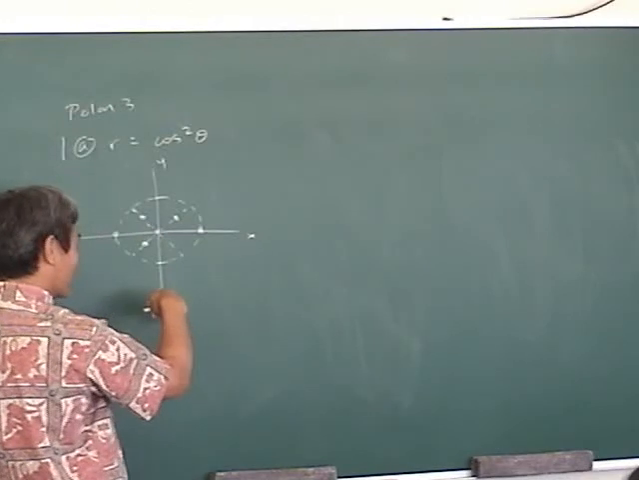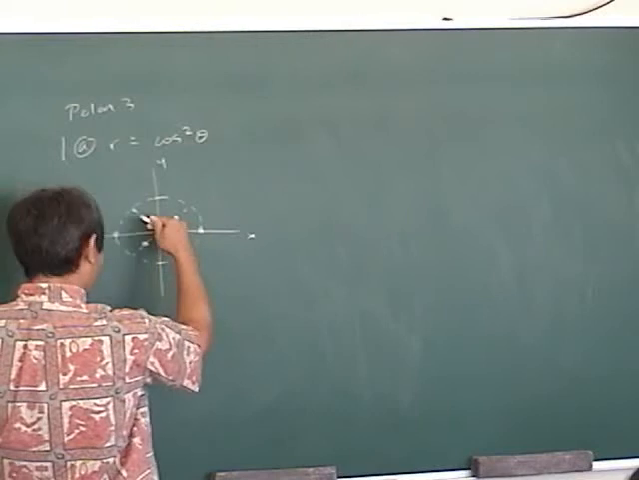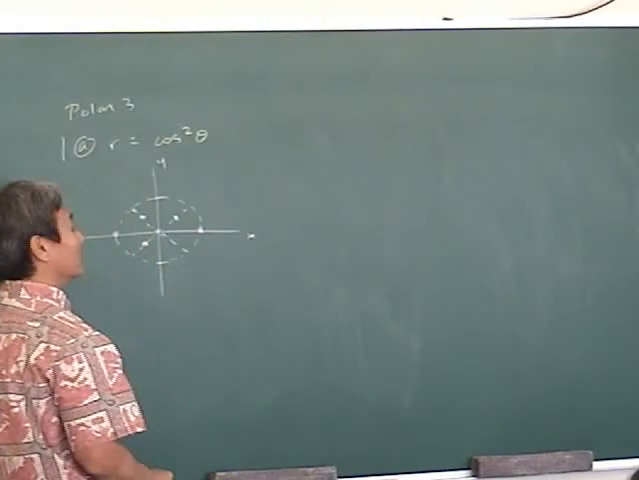3 pi over 2. Cosine is 0. Okay, good. You guys can square 0. 7 pi over 4 is 1 over root 2 squared. You get half. See how there's like a pattern?